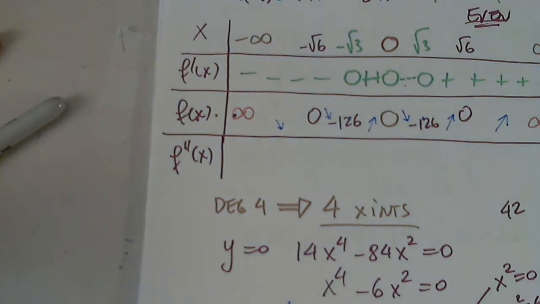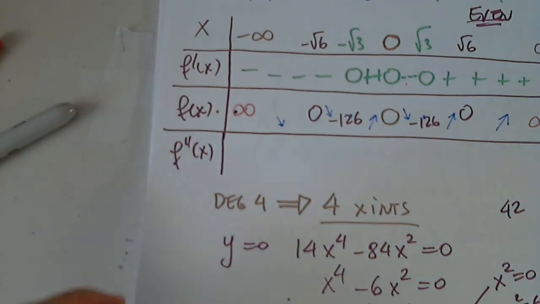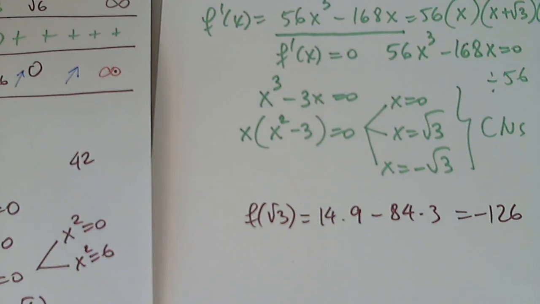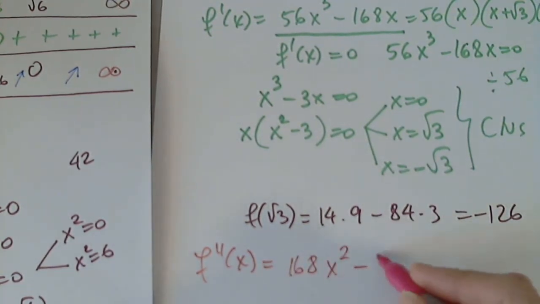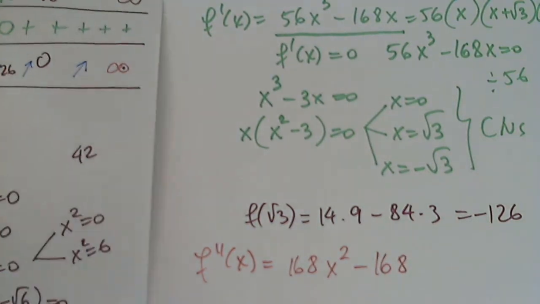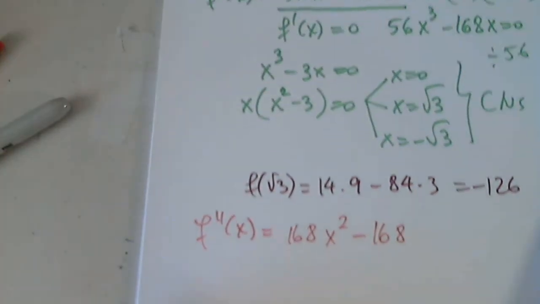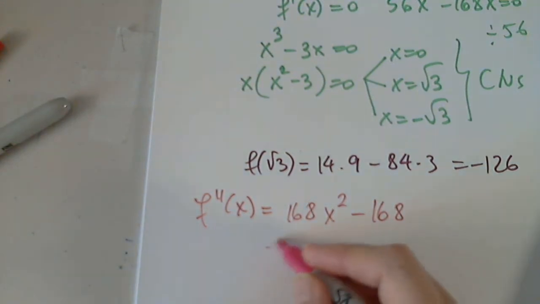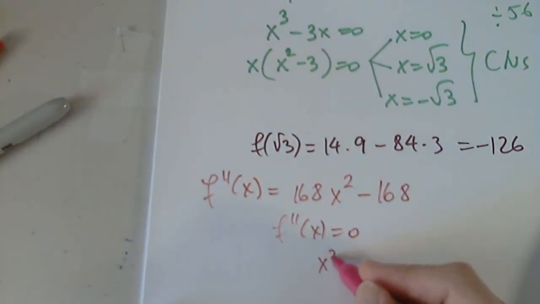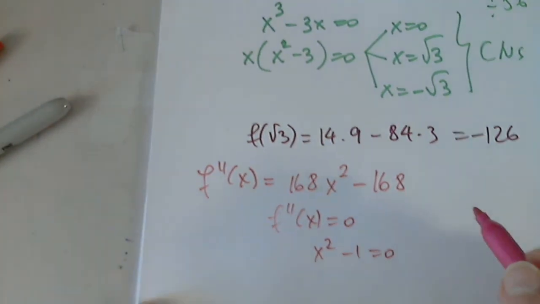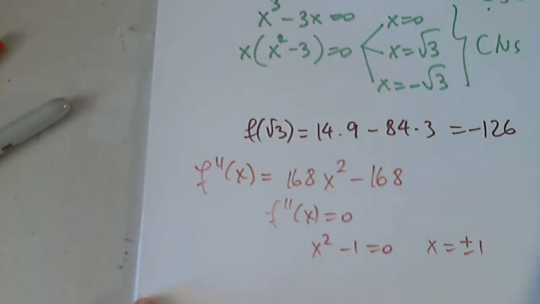Finally, we have to look at the second derivative. Where is my first derivative? Right there. So the second derivative will be, so that's 168 again. So 168x squared minus 168. They must have worked very hard to give us these nice numbers. So when the second derivative is 0, I get that x squared minus 1 is 0, or x equals plus or minus 1.